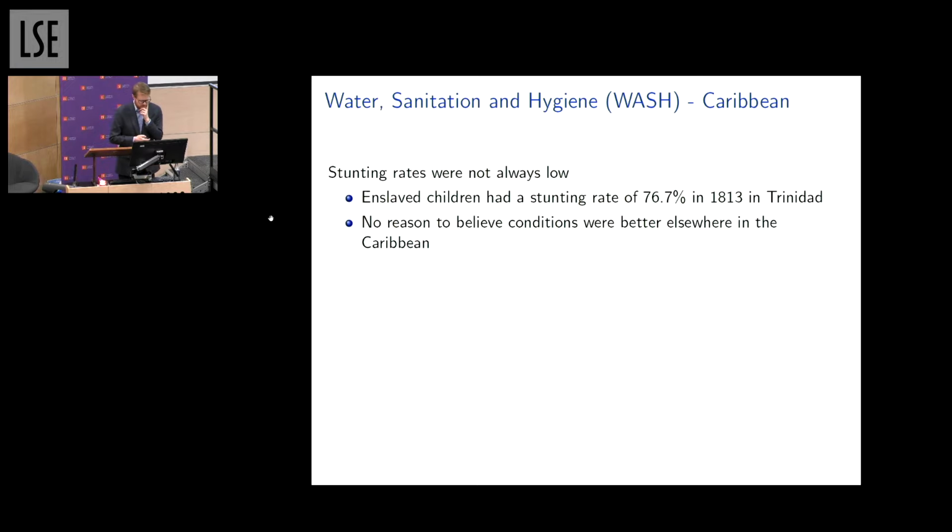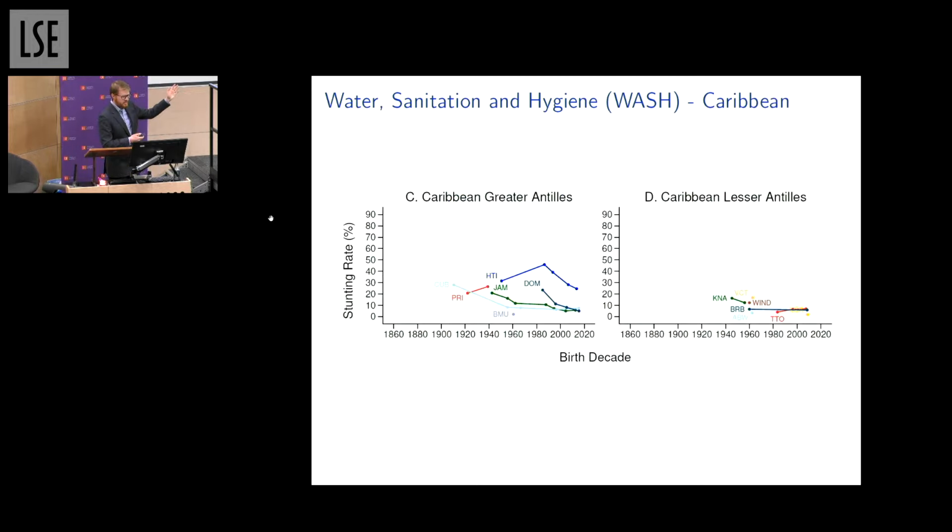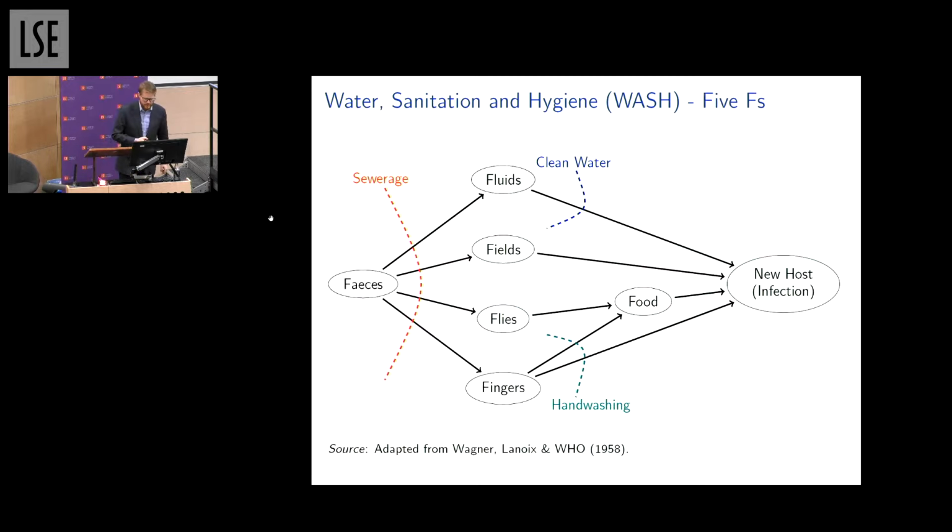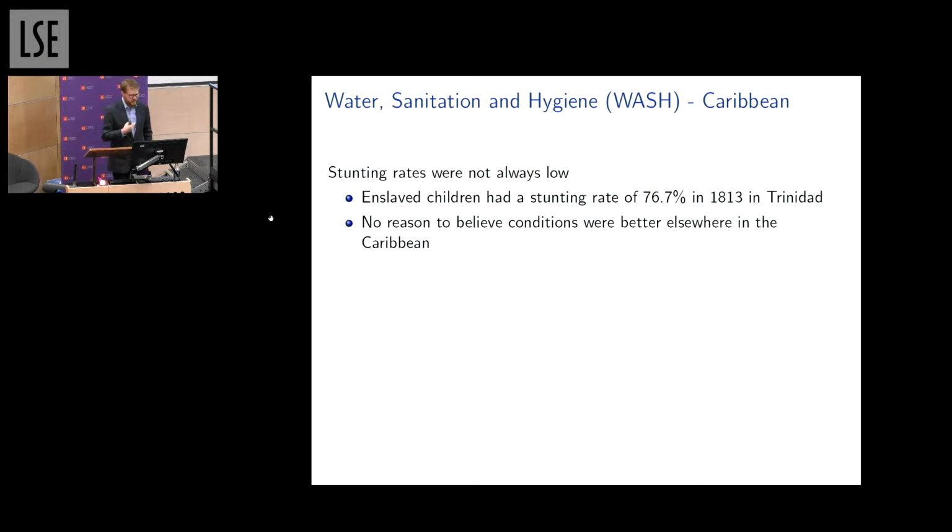So there's a puzzle here. You might think to yourself, well, maybe stunting rates were always low in the Caribbean, right? Because we don't actually see a trend here. We don't see the decline. But that's not the case, because when we observed enslaved children in Trinidad in 1813, the stunting rate is 76%, okay? So there must be a decline sometime in between those two dates. And there's no reason to believe that Trinidadian enslaved people were substantially worse off in a way that would mean very high stunting rates and very low stunting rates elsewhere.